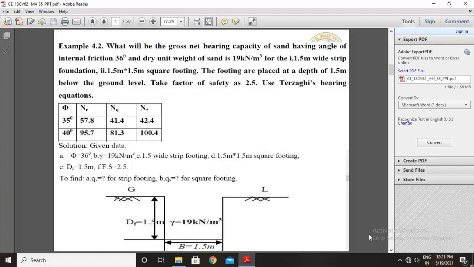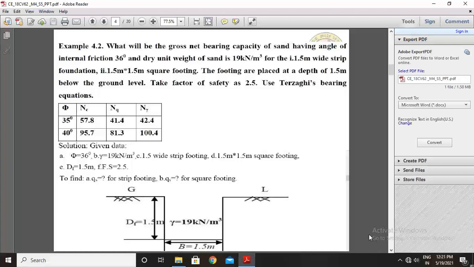What will be the gross net bearing capacity of sand having angle of internal friction 36 degree and dry unit weight of sand 19 kilonewton per cubic meter? For the first case, a 1.5 meter wide strip foundation; second case, a 1.5 meter by 1.5 meter square footing. So these are the two conditions. The footings are placed at a depth of 1.5 meter below the ground level. Take factor of safety as 2.5.